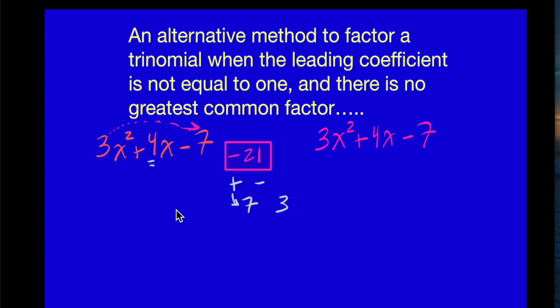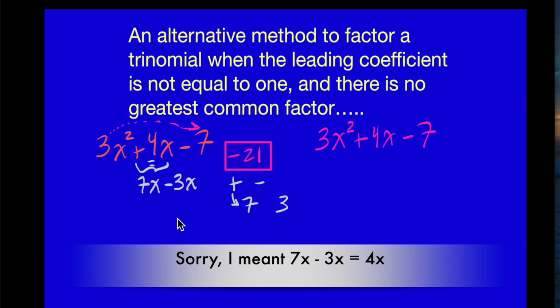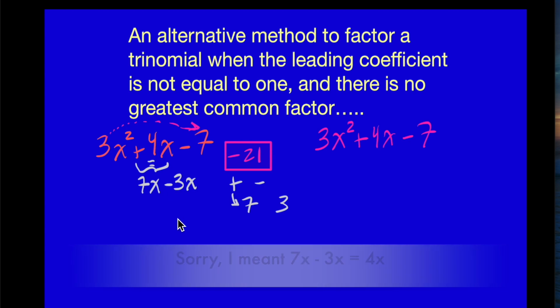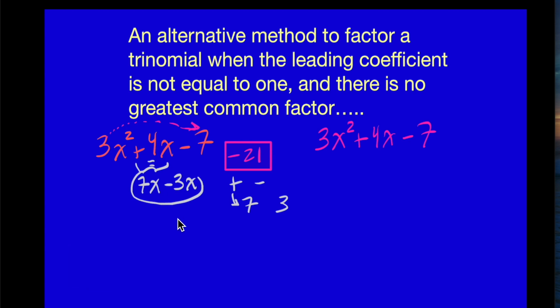The next move is to take this middle term, positive 4x, and rewrite it creatively, meaning we're going to rewrite 4x as 7x minus 3x. Perfectly legal to do that because 7x minus 3x is 4x. Now we're going to do factor by grouping.